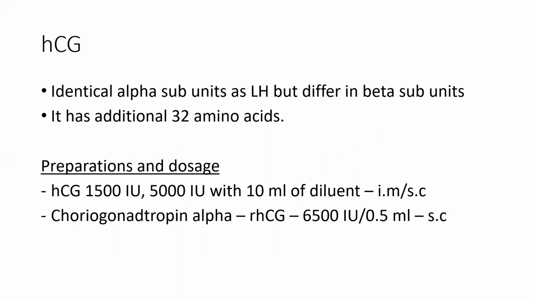And they are available as recombinant human chorionic gonadotropin, human chorionic gonadotropin alpha. That is, only the alpha chain is present. So it is available as 6,500 international units per 0.5 ml. And the route of administration of choriogonadotropin alpha is subcutaneous.